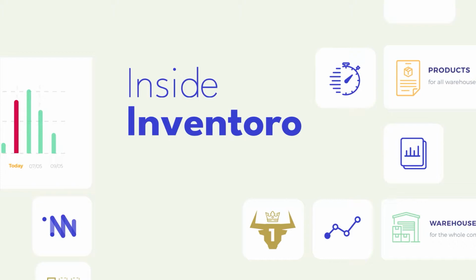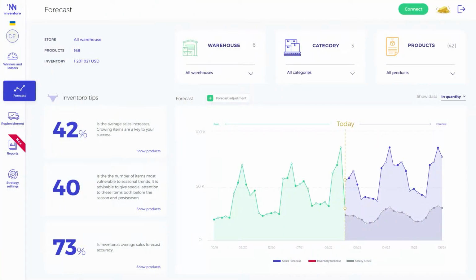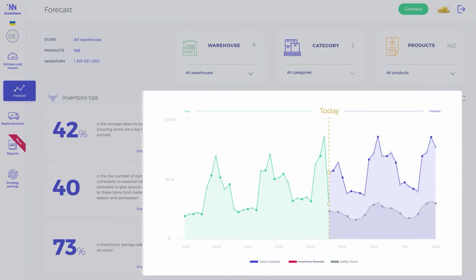Today, we are going to show you exactly how Inventoro reduces inventory and helps you increase profits. Let's start with the forecast page. This graph shows your sales forecast, inventory forecast, and a safety stock.